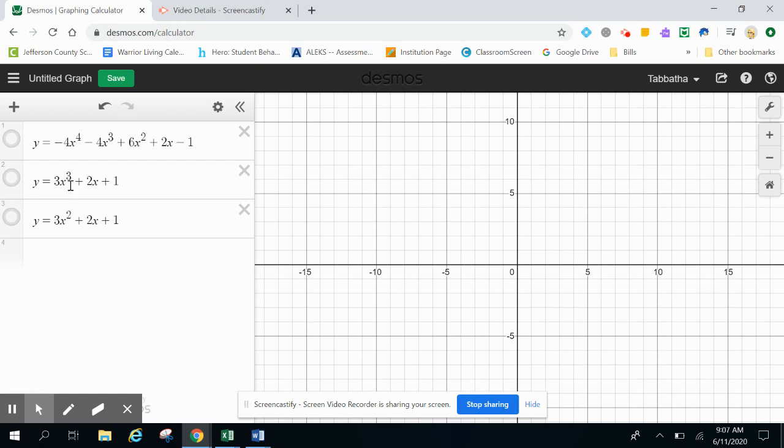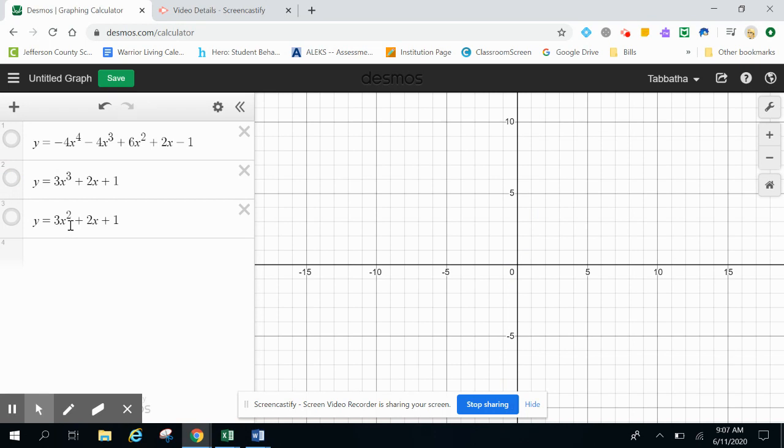Okay, so next we have x to the third. So that means that it's going to be opposite directions. And this number here is positive. The positive tells us which side. The right side is going to go up. And the opposite, left side, is going to go down.